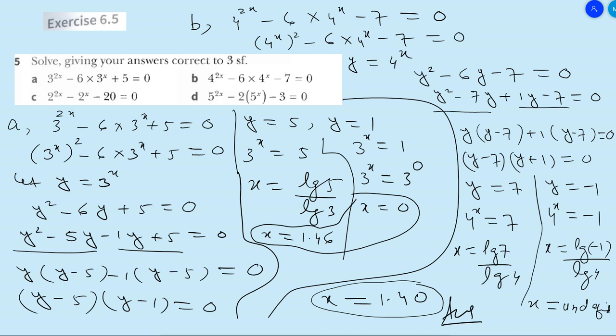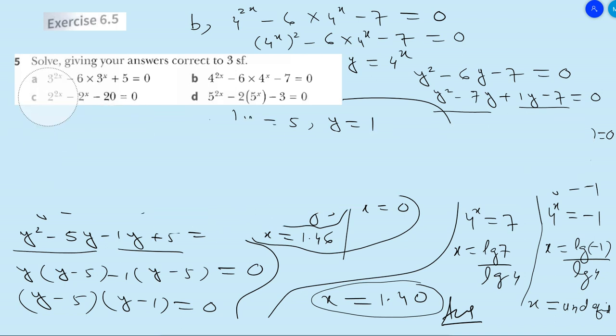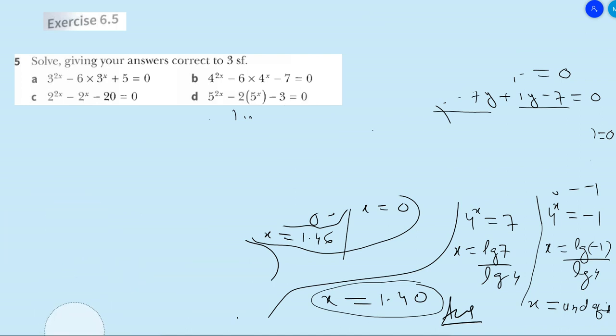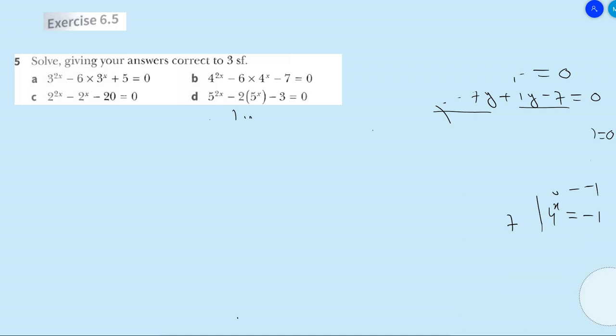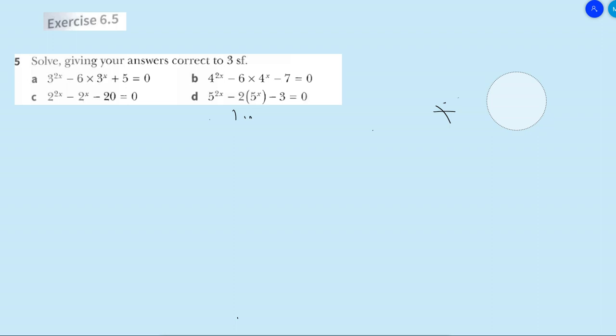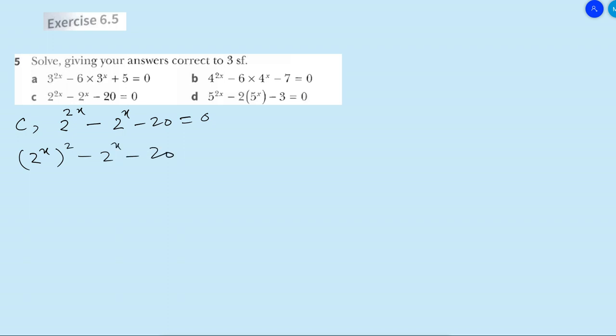Now come to part C. Part C is 2 power 2x minus 2 power x minus 20 is equal to 0. Again write this as (2 power x) power 2 minus 2 power x minus 20 is equal to 0. Let y is equal to 2 power x. It will be y square minus y minus 20 is equal to 0.